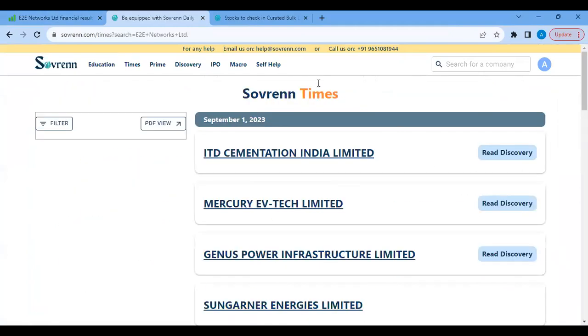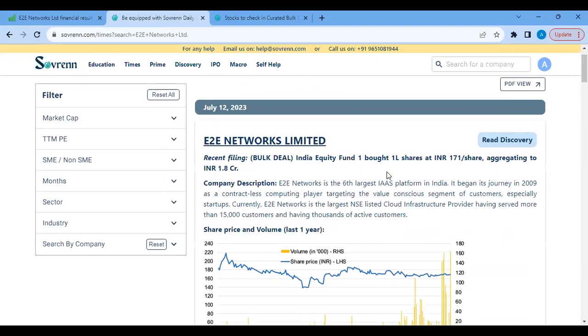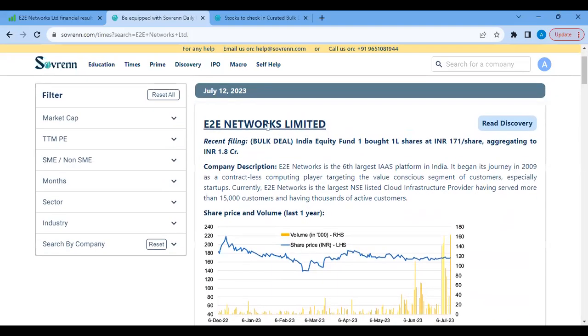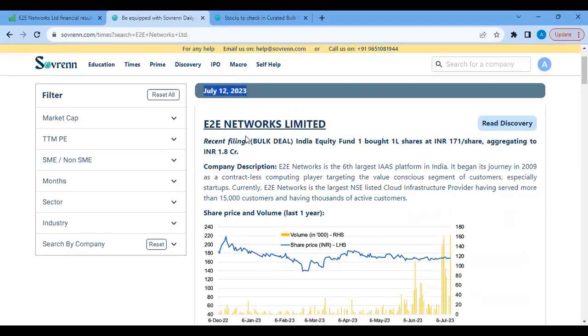Can you see India Equity Fund purchasing this company on 12th July? This is why even a single day of Sovrenn Times should not be missed. Can you see this, 12th July, yes or no? That is why it is very important to read Sovrenn Times every day.